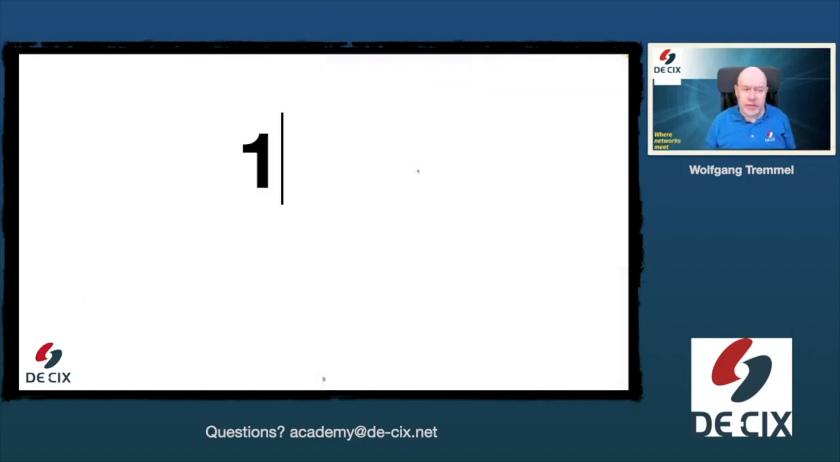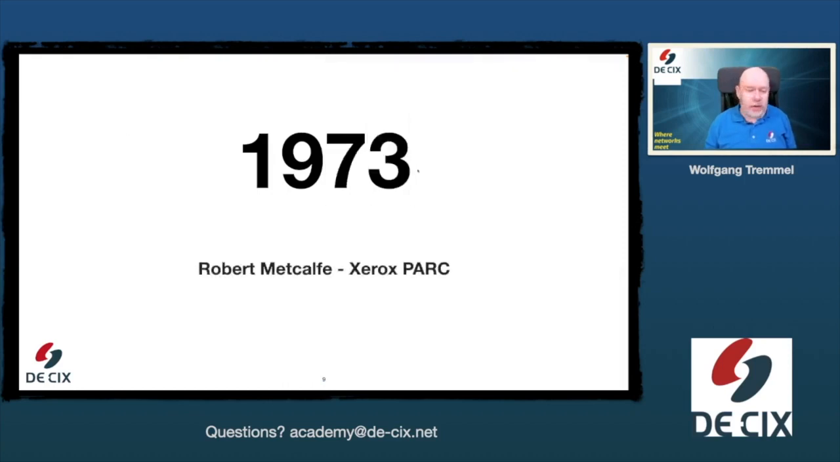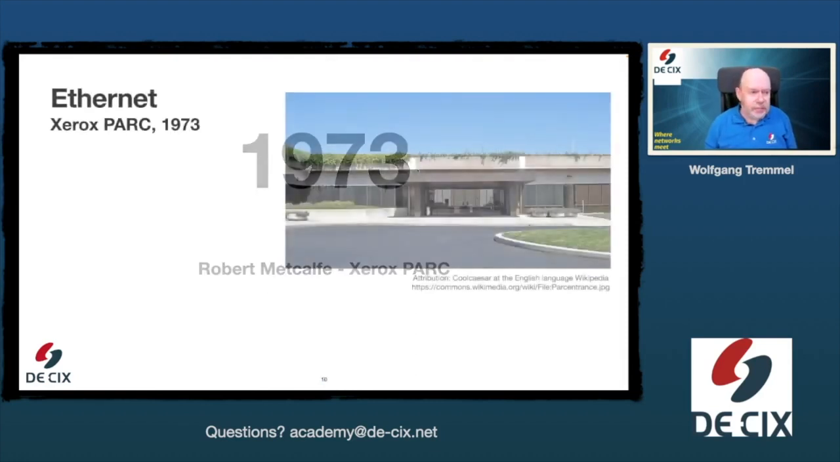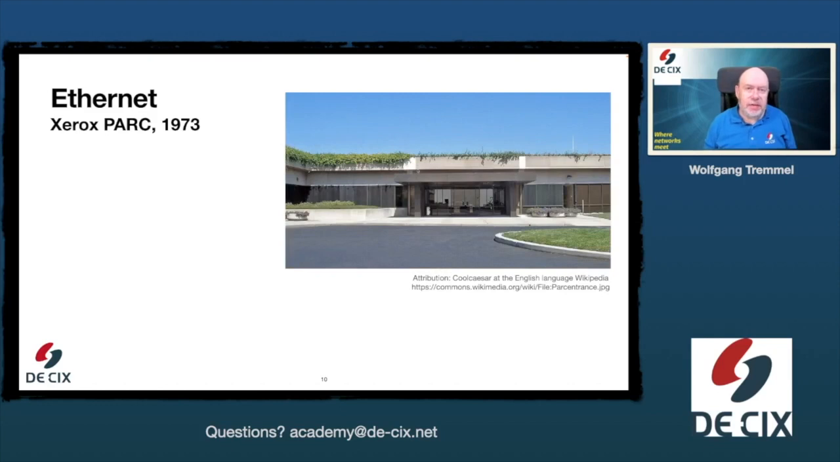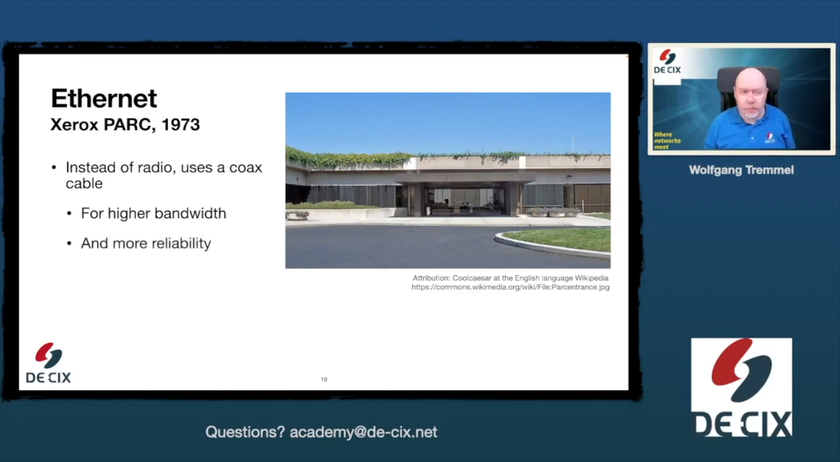Let's go forward 2 years and let's go to the Palo Alto Research Center of Xerox and to a man named Robert Metcalfe. The Palo Alto Research Center of Xerox brought us quite a number of inventions. For example, the mouse you are using was also invented there. And in 1973, Robert Metcalfe had the idea, instead of using radio, to use a coax cable. That had quite some advantages, like he could do higher bandwidth and also it was way more reliable. But the idea transmitting on a coax cable was inspired by AlohaNet.